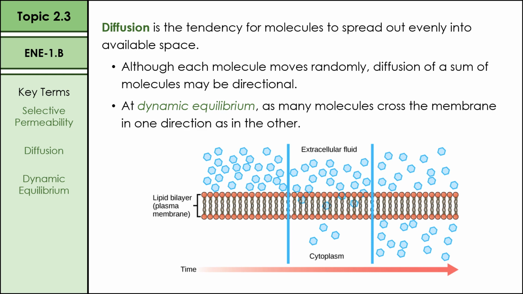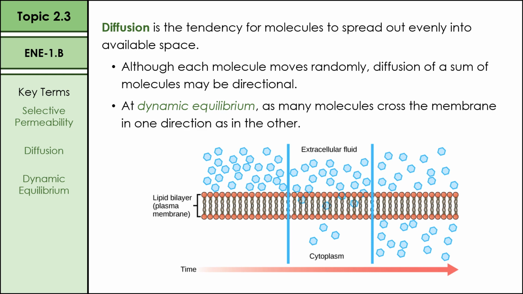Okay, so now we're going to get into the methods by which different molecules are able to cross the phospholipid bilayer. All of the molecules that are able to cross without any necessary help are traveling via diffusion. Diffusion is the process or tendency of molecules to spread out evenly into available space. On either side of a membrane, we have molecules that are moving relatively randomly, and we look at the direction in which they're overall moving in terms of diffusion.